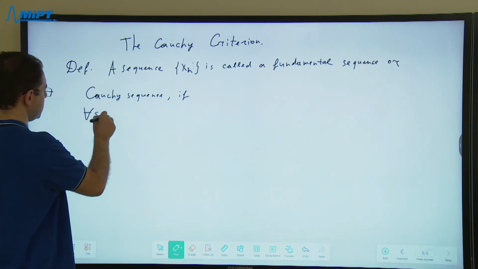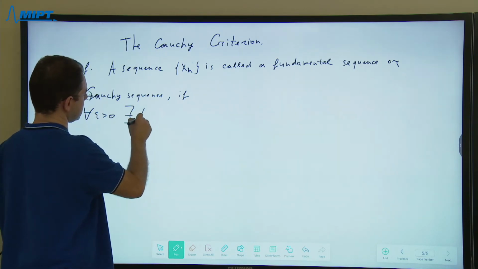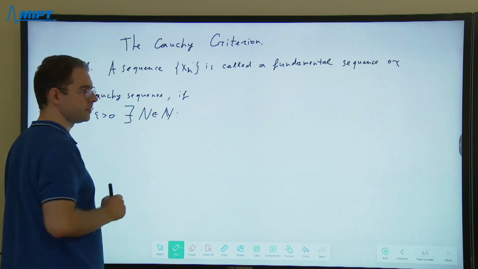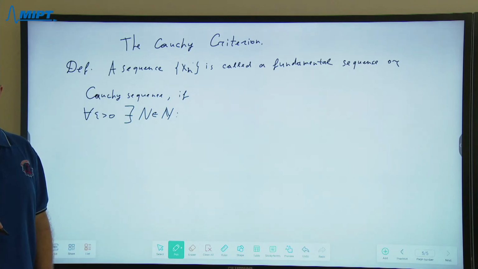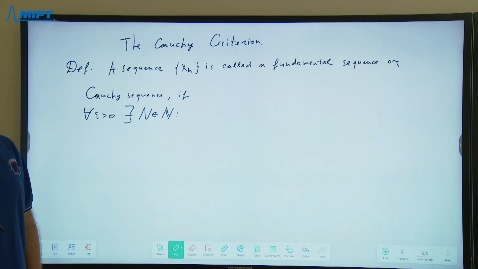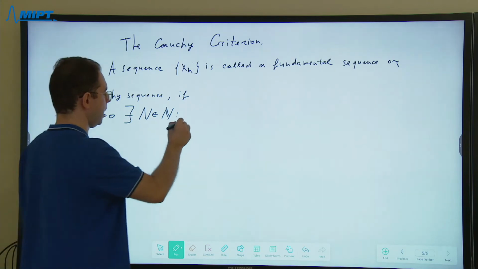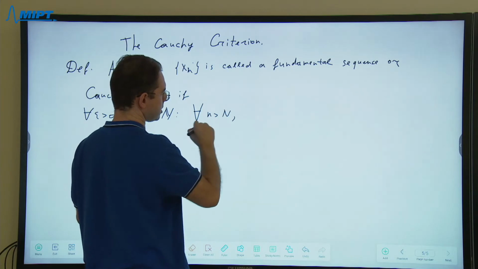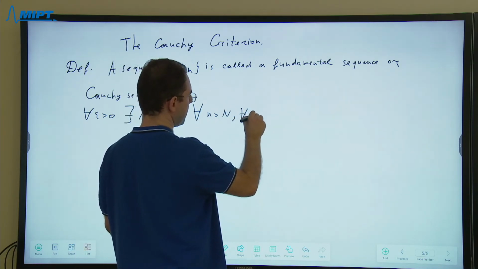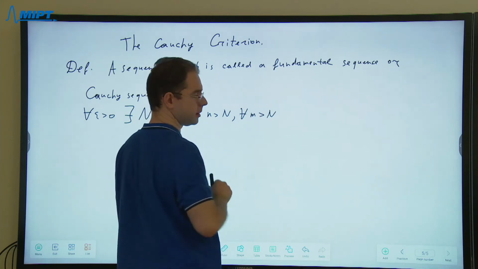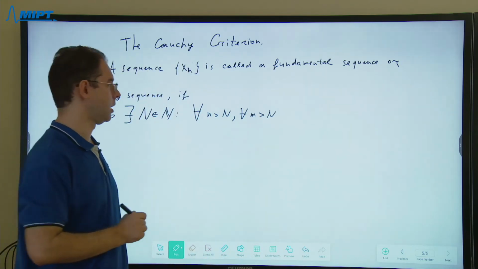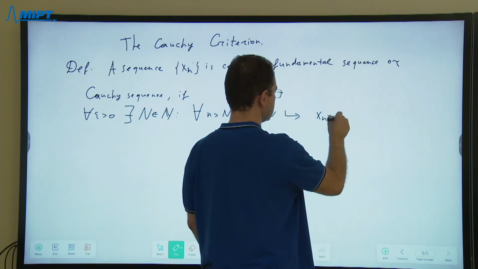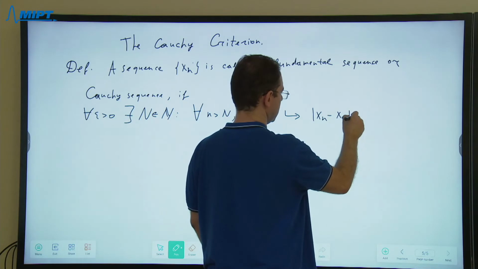For any epsilon, there exists capital N such that for any number n greater than capital N and also any number m greater than capital N, it follows that the absolute value of xn minus xm is less than epsilon.